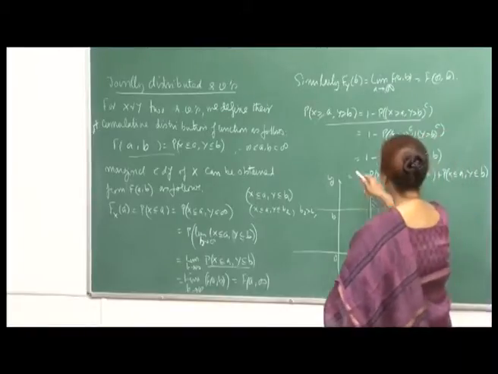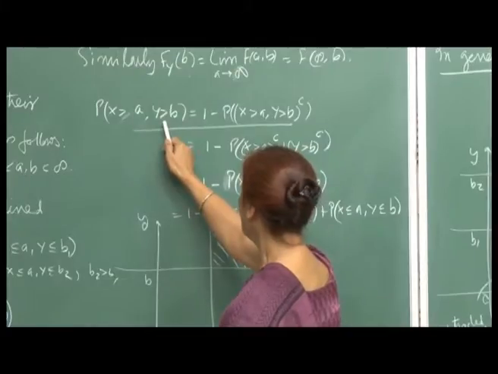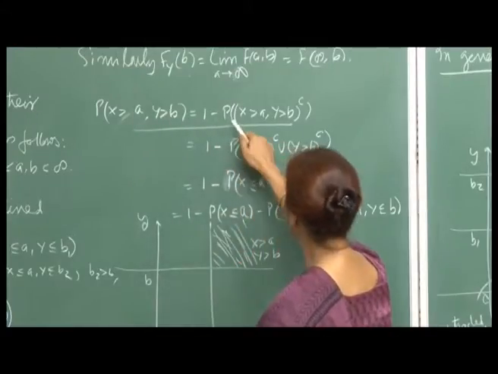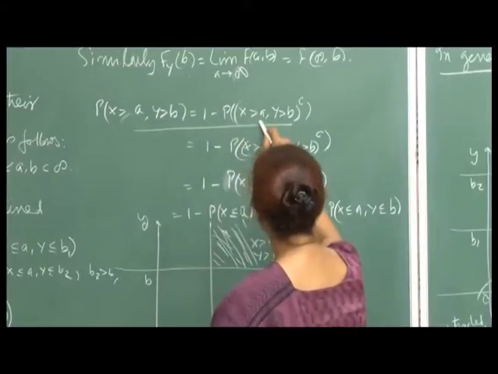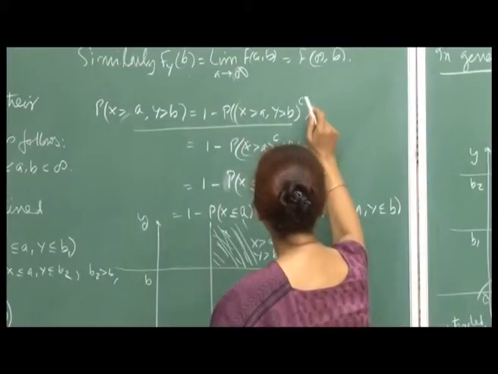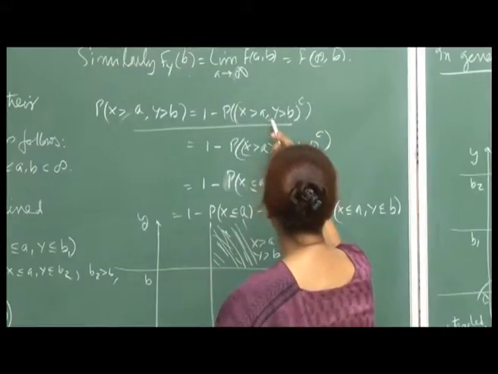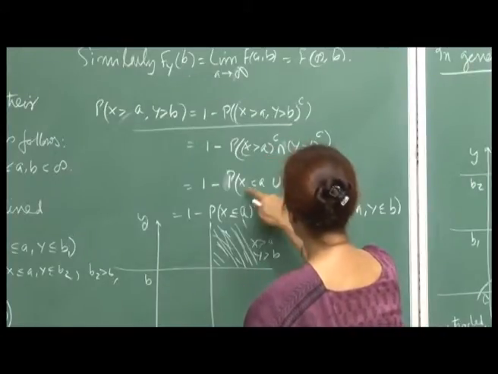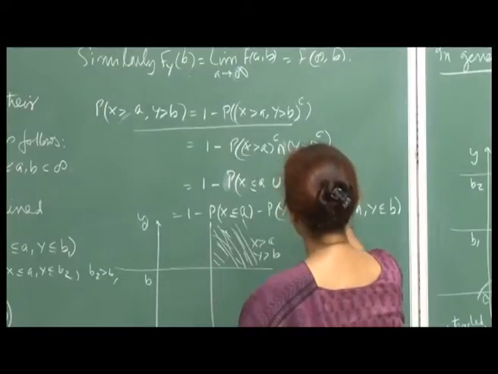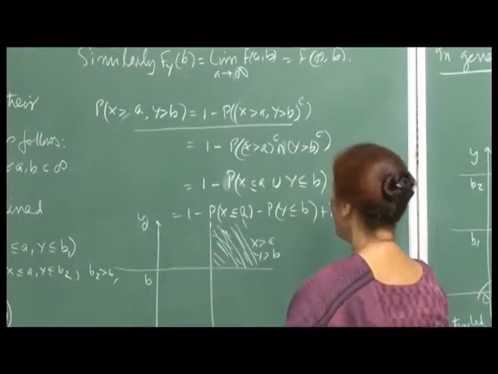Okay. Now, suppose you want to compute the probability of x greater than a and y greater than b. So, this we can write as 1 minus the probability of the complement of this event, which is x greater than a, y greater than b, complement. And then since x and y are independent, this can be written as x less than or equal to a union y less than or equal to b, right, if you recall your De Morgan's laws and so on.